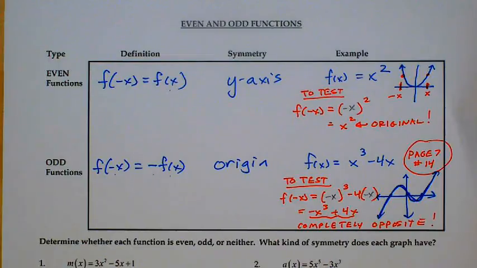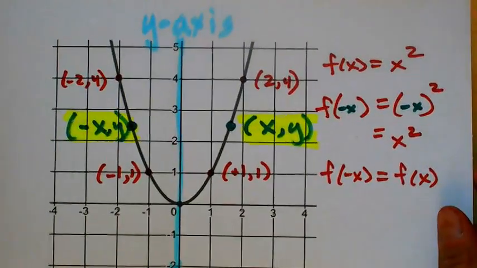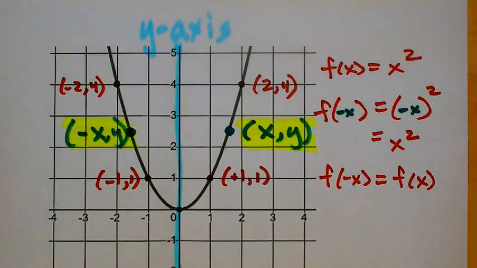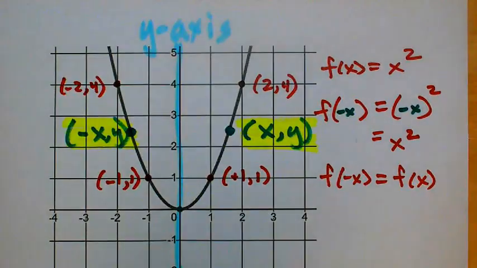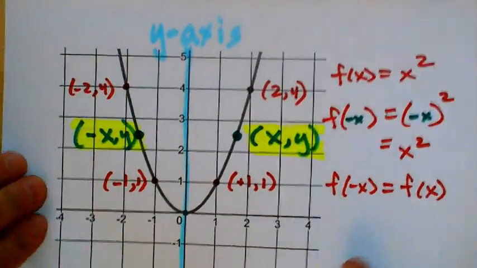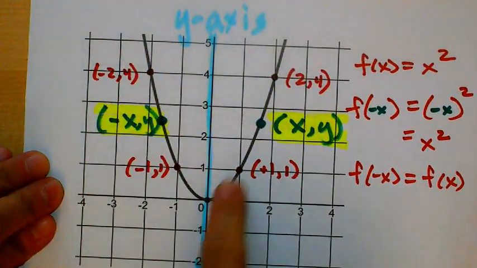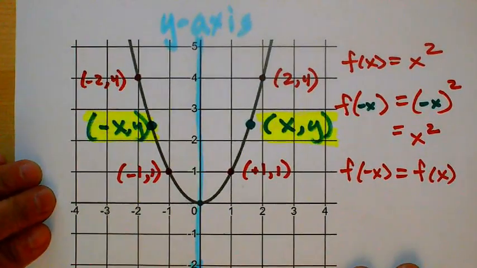Okay, but like I said, I'm going to try to bring some of this to life for you. So let's take a look at that parabola in a little more detail. So I have the y-axis highlighted, and you can clearly see if I were to maybe fold the paper over onto itself, the two sides of that parabola would align.